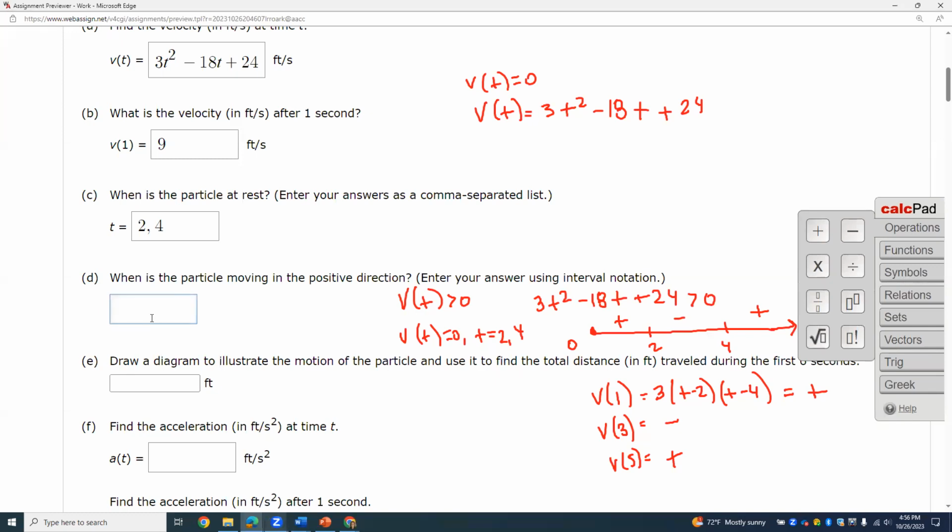And then again, it says to enter your answer in interval notation. So really I'm looking for, again, it's in the positive direction. When I entered my plug tested points in, that would be between 0 and 2 and 4 to forever. So the way I'll write that, we'll go ahead and say from 0 to 2.